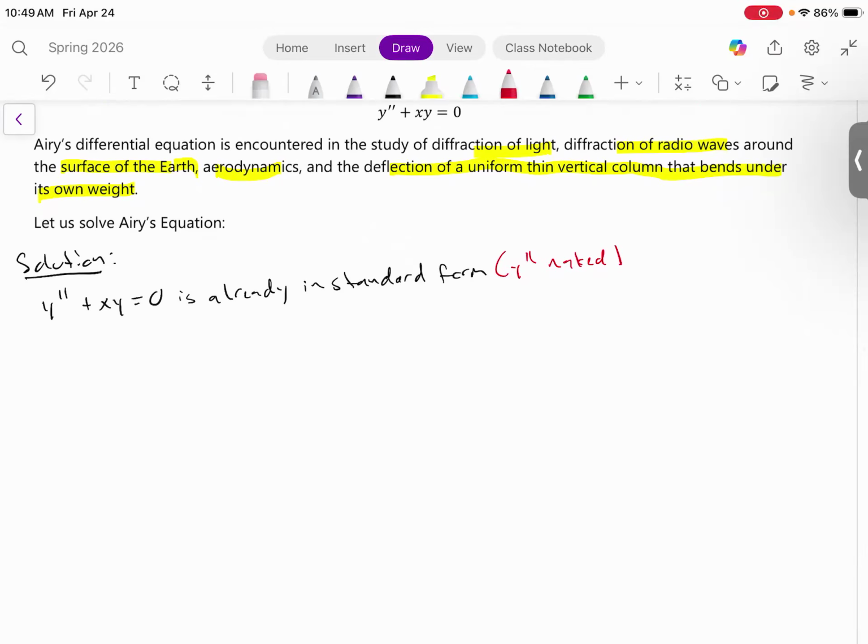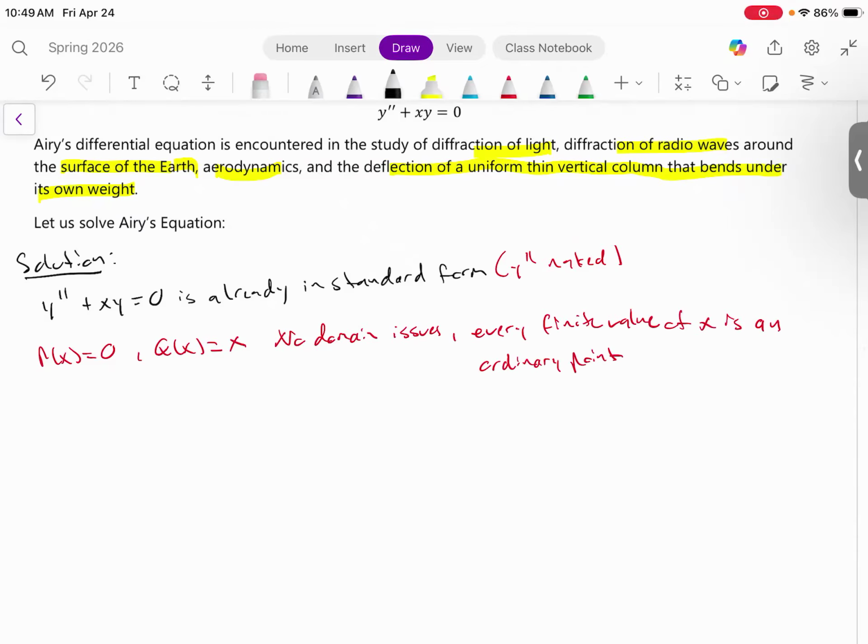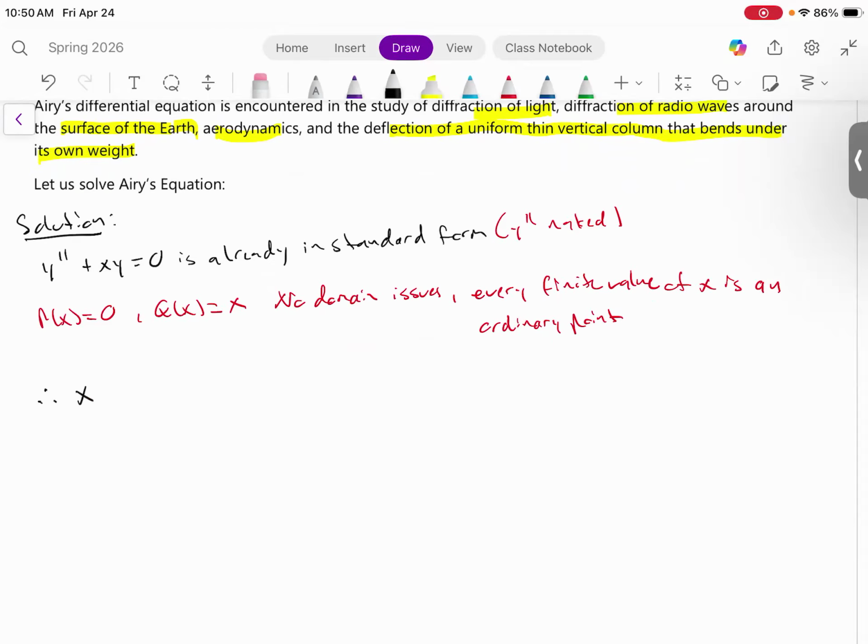Or we could say it like this: p of x equals 0, q of x equals x. And so that means there are no domain issues. That means every finite value of x is an ordinary point. So what does that mean for us? Well, that's great news, because therefore x equals 0 is an ordinary point.